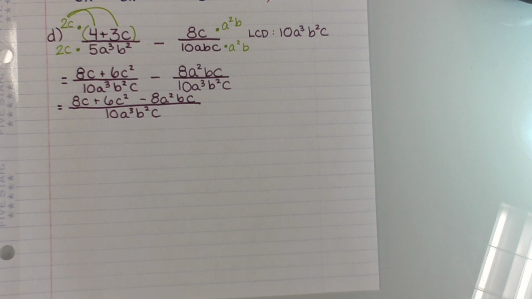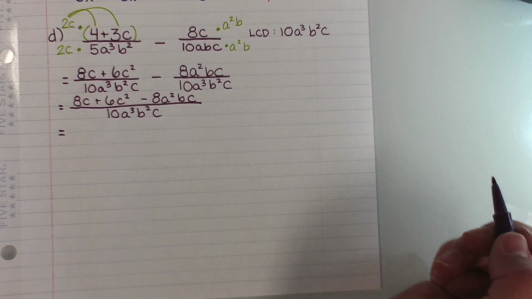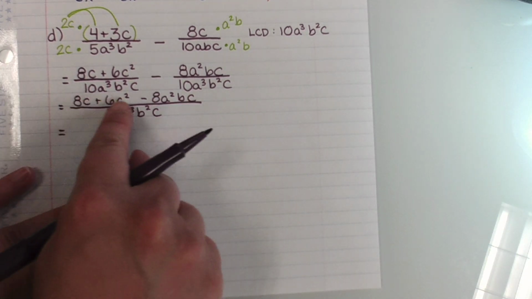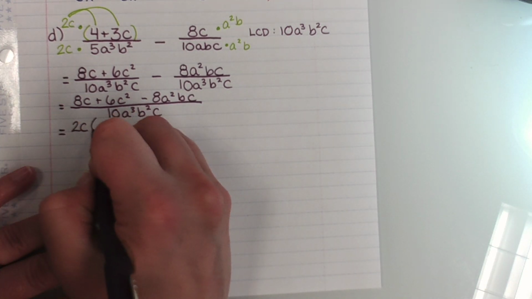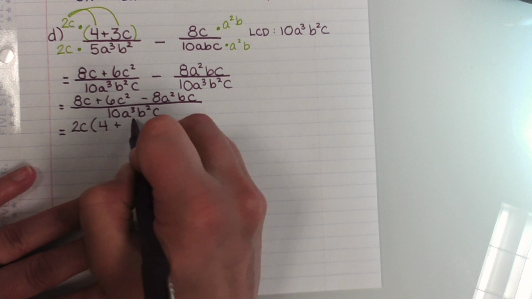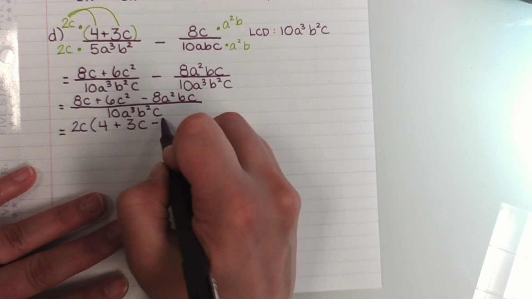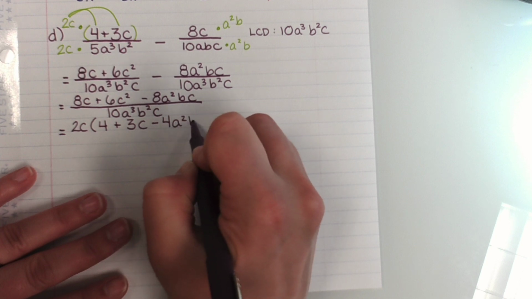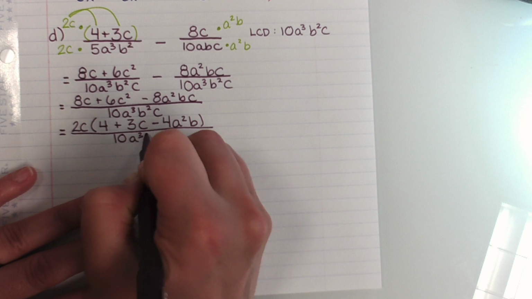It's ugly, but you can always try what kind of factoring? Greatest common factor always works on every polynomial out there. Okay, if there's something other than one. All three of these divide by 2c. 4 plus 3c minus 4a squared b all over 10a cubed b squared c.